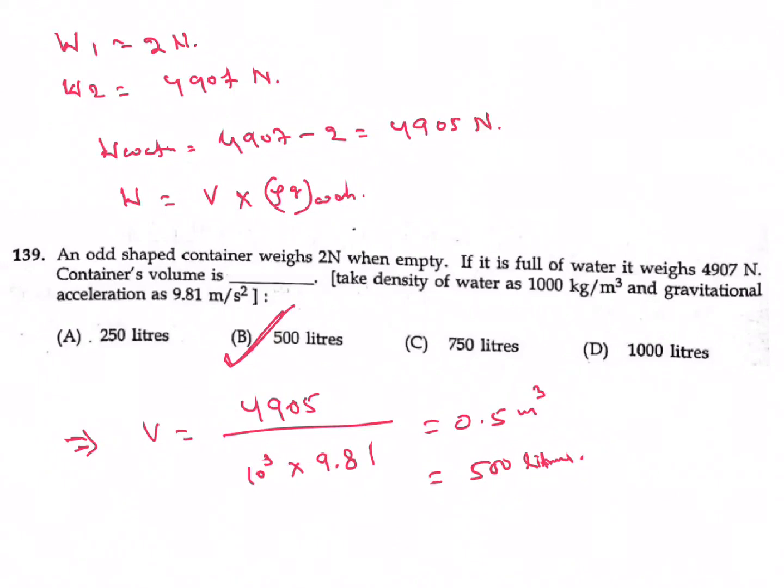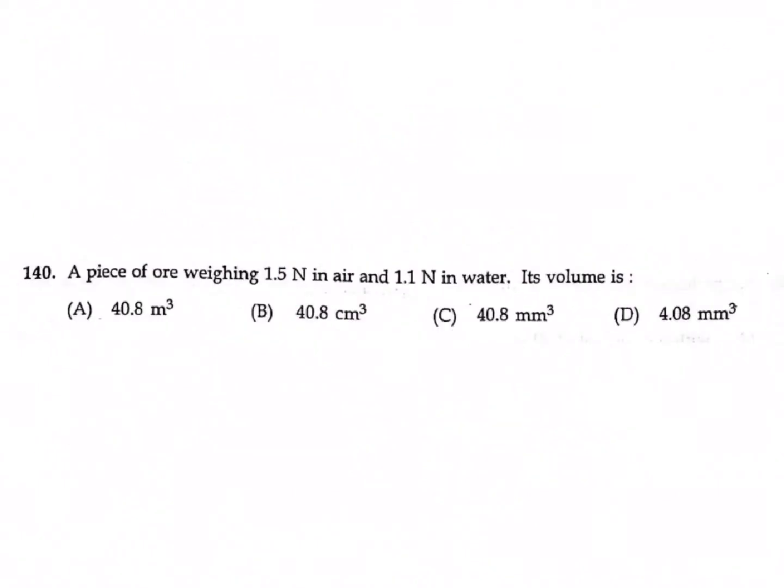A piece of ore weighing 1.5 Newton in air and 1.1 Newton in water, its volume is how much? So given W equals 1.5 Newton in air, and in water W dash is 1.1 Newton. Its volume we have to calculate.